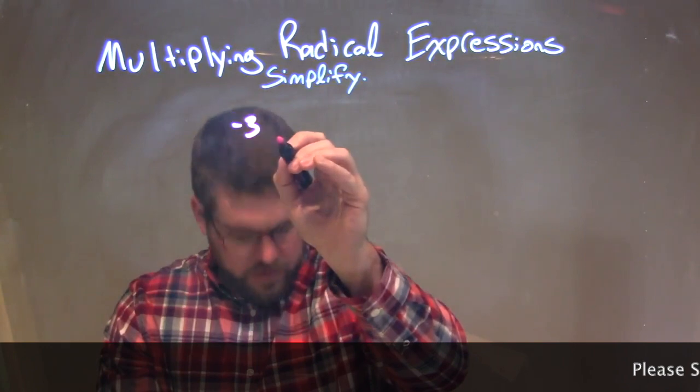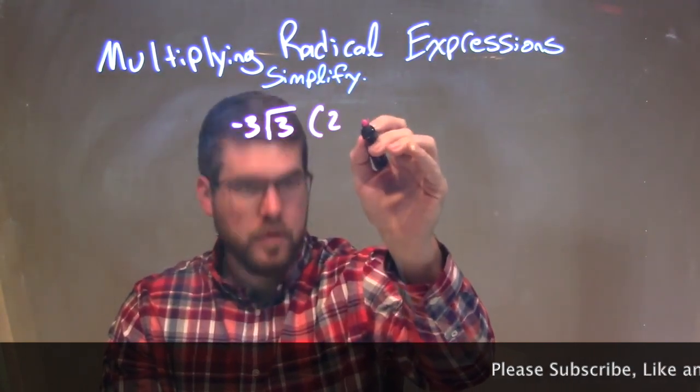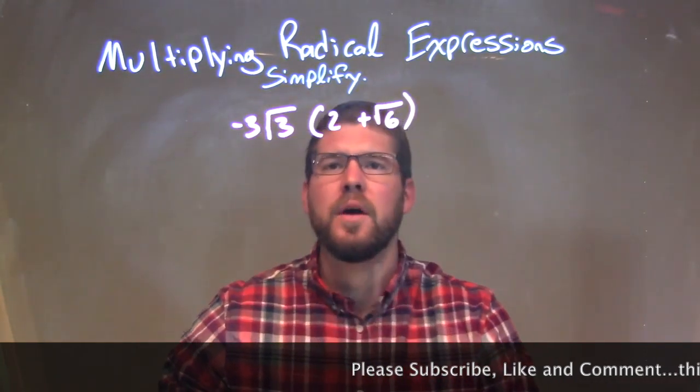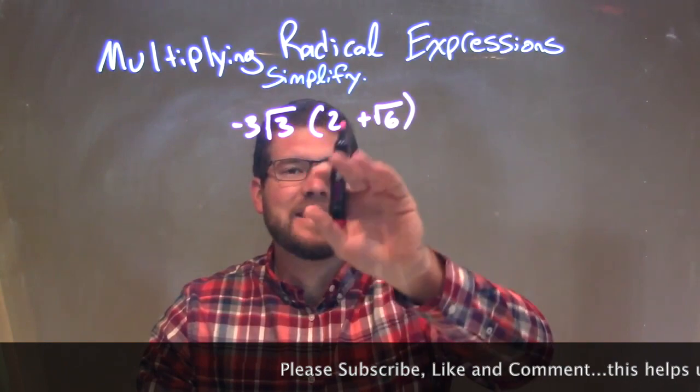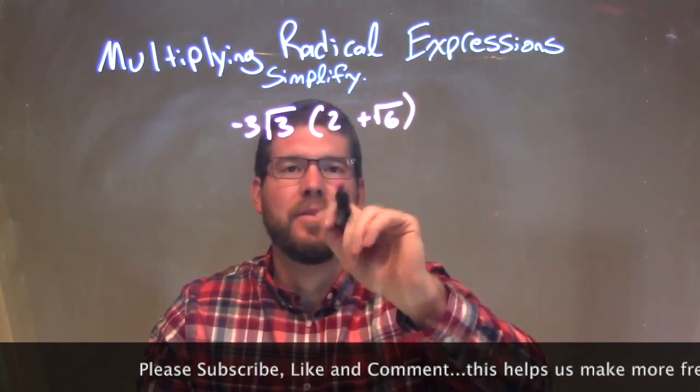Negative 3 times the square root of 3 times 2 plus the square root of 6. Okay? Well, what I want to do is first look in the parentheses. Can I simplify anything in the parentheses? No, can't bring in anything combined there.